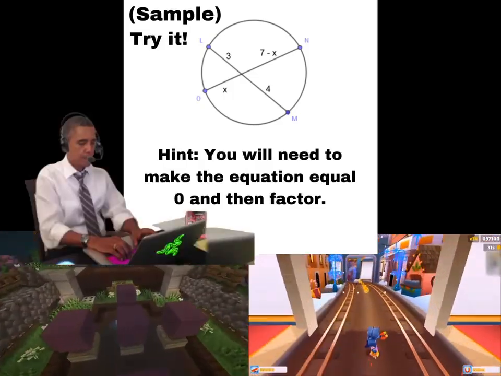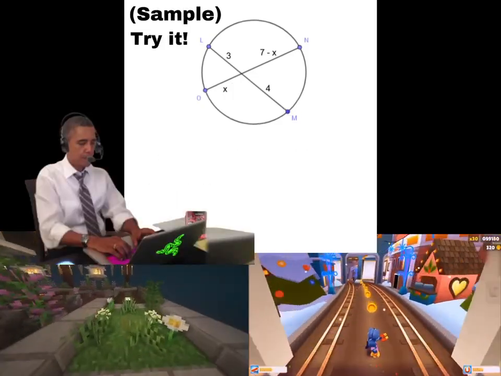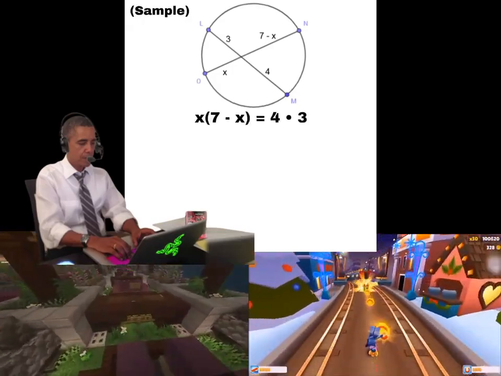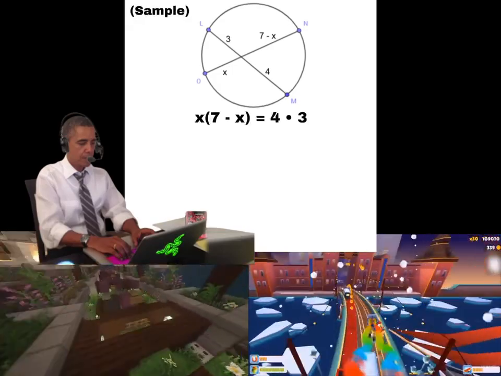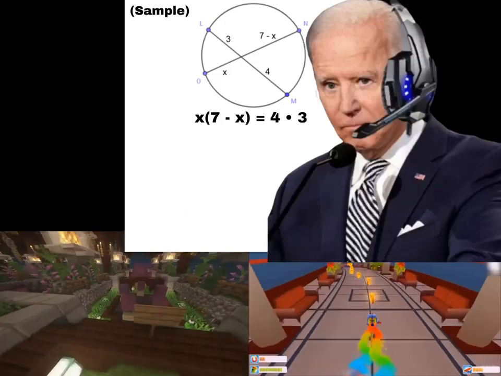Okay, guys, let's go over it. First, you start by setting up the equation, which is x distributed into 7 minus x equals 4 times 3. Then you distribute and simplify.